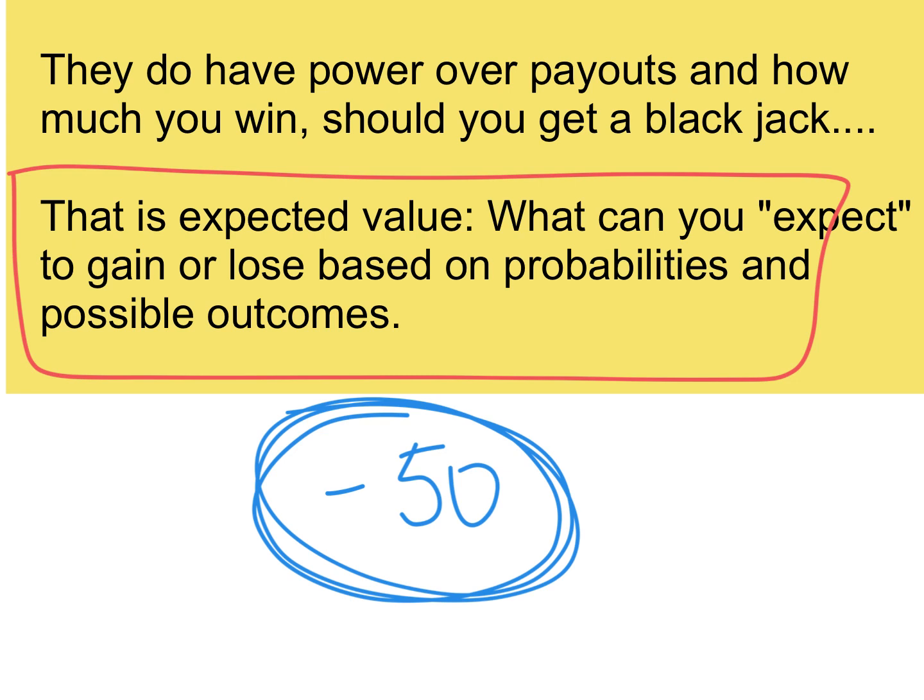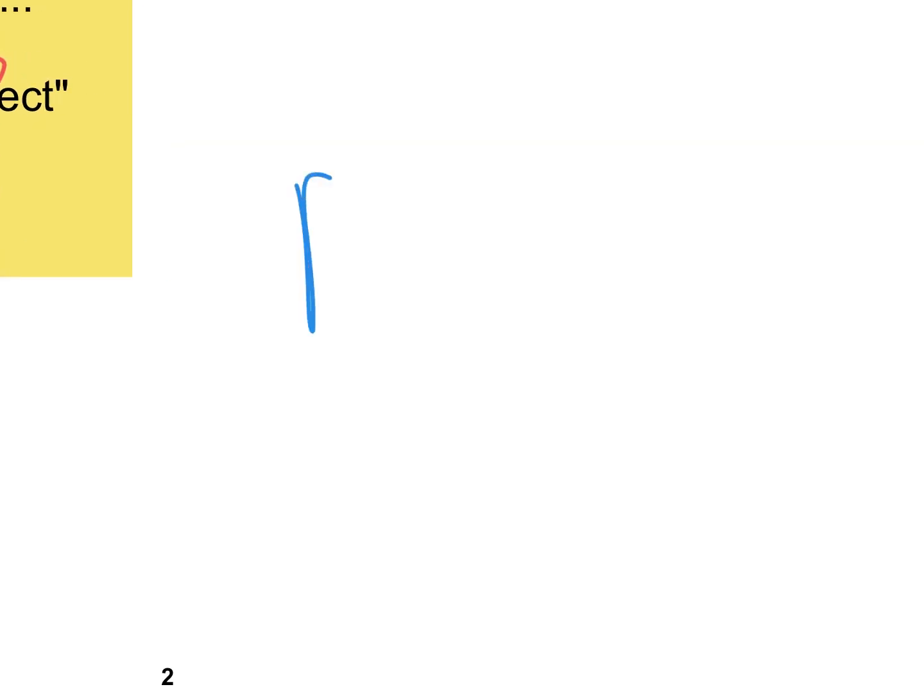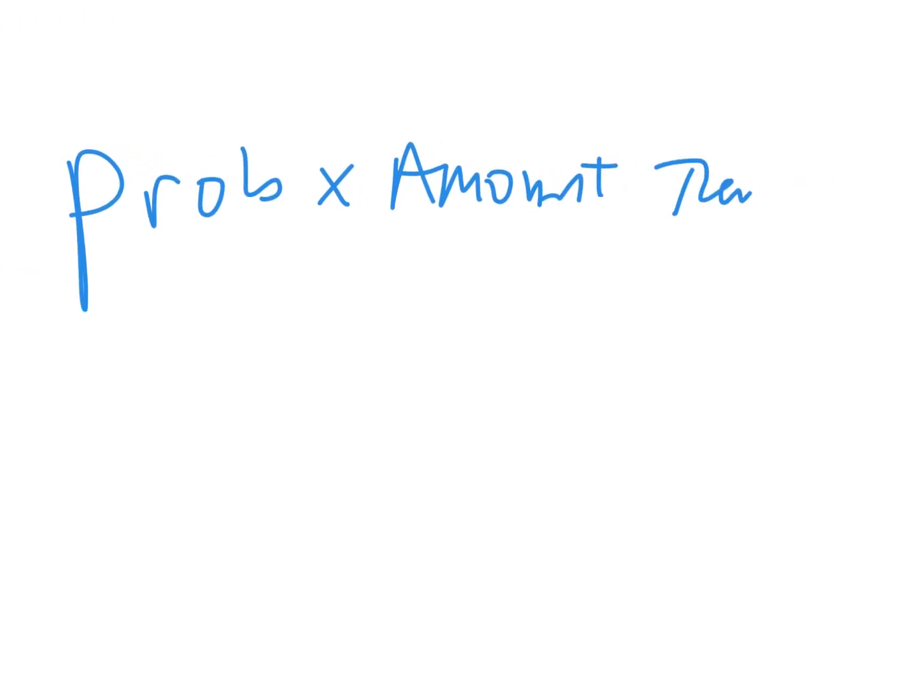Okay, so how do you figure these out? This is what you got to write down. Probability times amount, then add. That's what you do on all of these, is you take the probabilities times the amount that you get, and then add them.